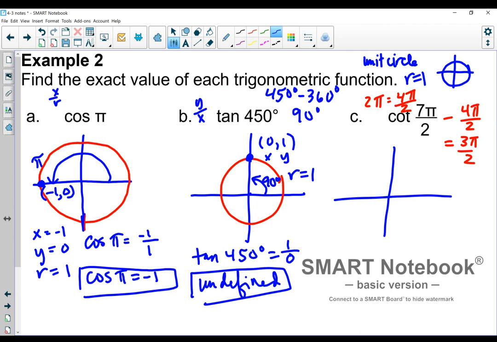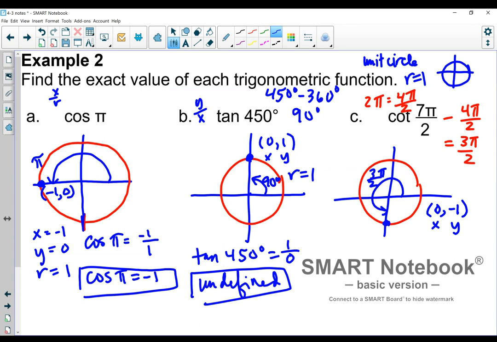So coordinate plane, unit circle, which I don't really have to draw, but I am just right now. 270 degrees would be all the way around to here. We're calling it 3 pi over 2. And here is our point on the unit circle. So let's go ahead and label that. My x is 0. My y would be a negative 1. So that's my x and y.